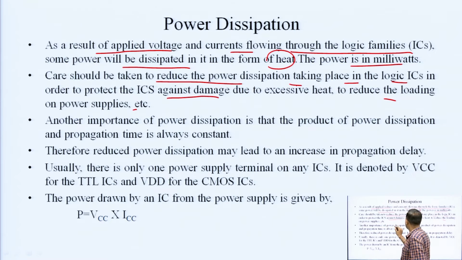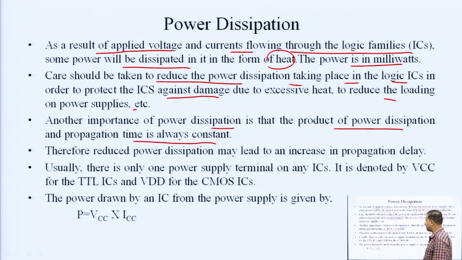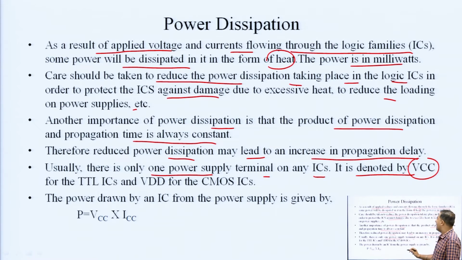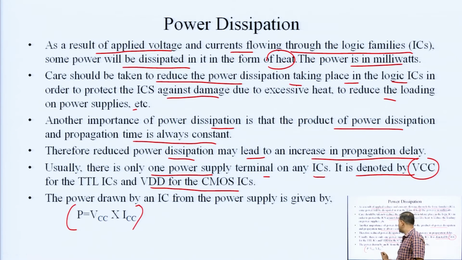Okay. Another importance of power dissipation is that the product of power dissipation and propagation time is always constant. Therefore, reduced power dissipation may lead to an increase in propagation delay. These two are interrelated. Okay. Usually there is only one power supply terminal, and ICs are rated by VCC for TTL ICs and VDD for CMOS ICs. The power drawn by an IC from a power supply is given by the formula VCC into ICC.